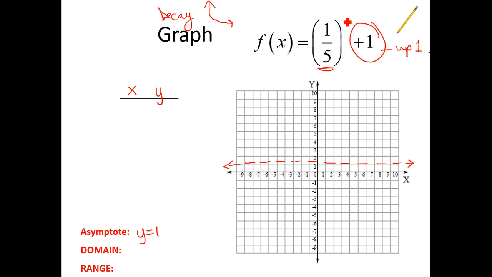And I didn't have any right shifting, so negative 2 to 2 is perfect. If I don't have any left or right shifting, I'll just stick with negative 2 to 2. So negative 2, if I plug that in, 1/5 in parentheses to the power of negative 2 plus 1, I am going to get 26. If I plug a negative 1 in there, I'm going to get a 6. If I plug a 0 in there, I'm going to get a 2. If I plug a 1 in there, I'm going to get a 1.2.